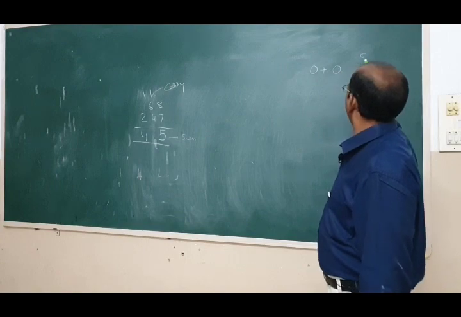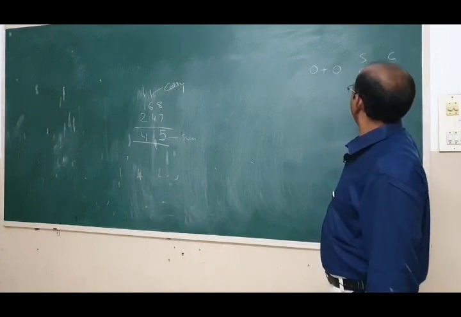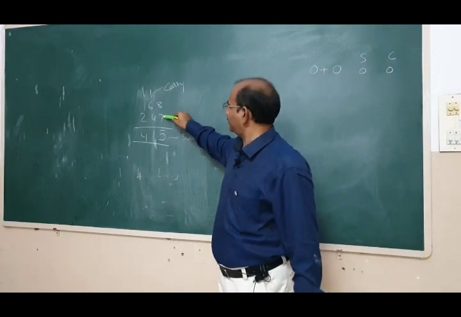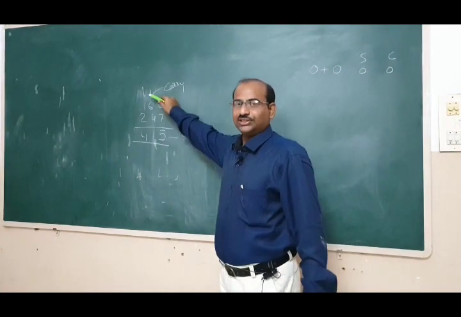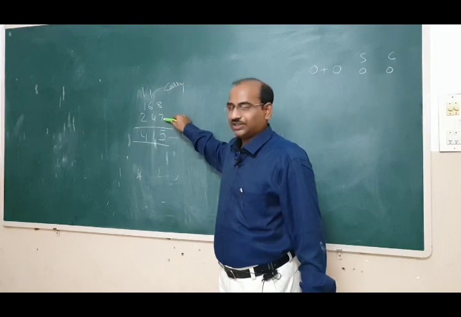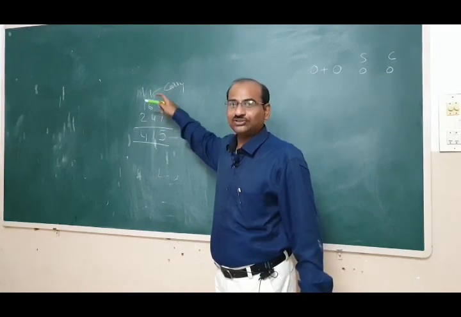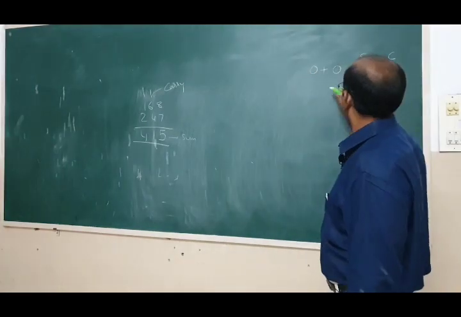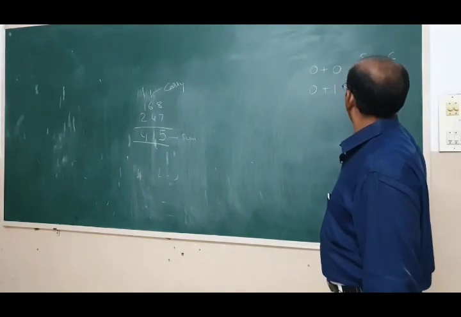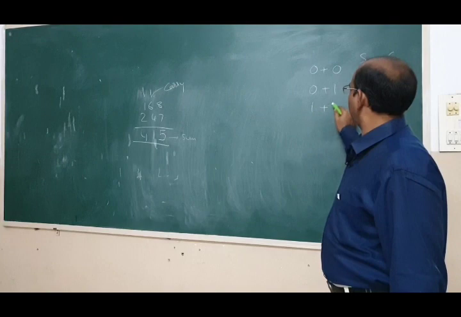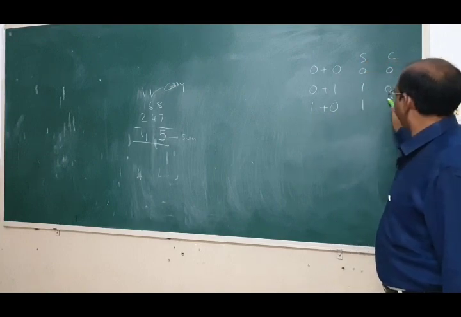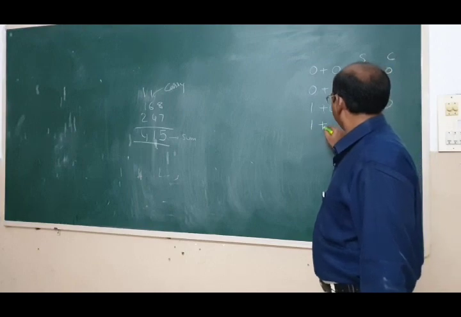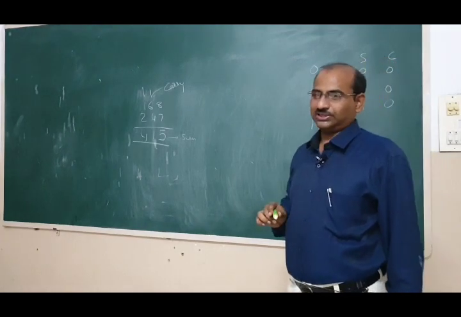0 plus 0. What is sum and what is carry? Sum 0, carry 0. So when there is no carry, suppose here 2 is there, 8 plus 2 is 10. Suppose this is 1 here, 8 plus 1 is 9 only, you don't get any carry. If there is no carry, carry is 0. Similarly 0 plus 1, sum 1, carry 0. 1 plus 0, sum 1, carry 0. These 3 are very easy. This one, be careful. The fourth one we have to discuss here.